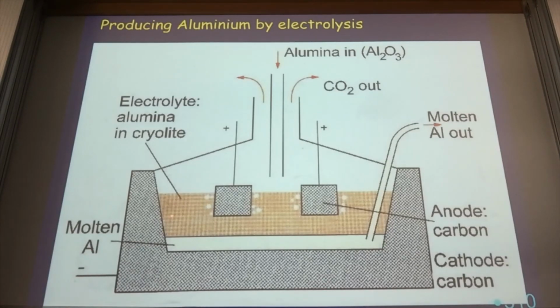You've got your aluminium oxide being constantly added to the electrolyte, and it melts. It doesn't actually melt on its own. It's actually mixed with another ionic substance called cryolite. It's a mineral with a much lower melting point. So that's less dense than the molten aluminium, which is formed at the cathode, sinks to the bottom and then gets pumped out, and the product of the anode is actually carbon dioxide, as we'll see, and that gets taken out the top.